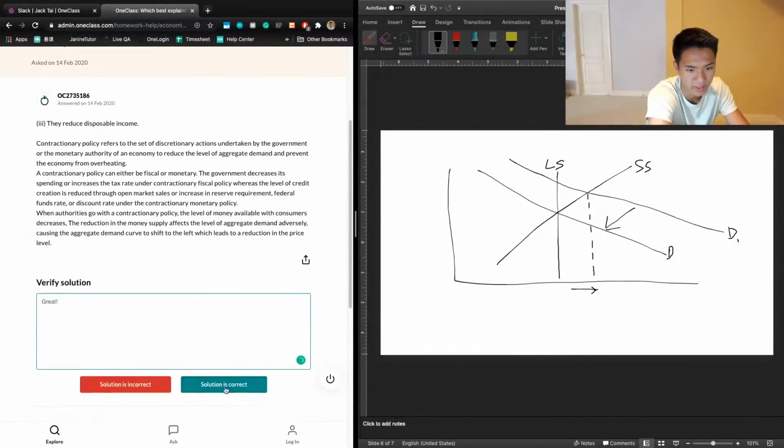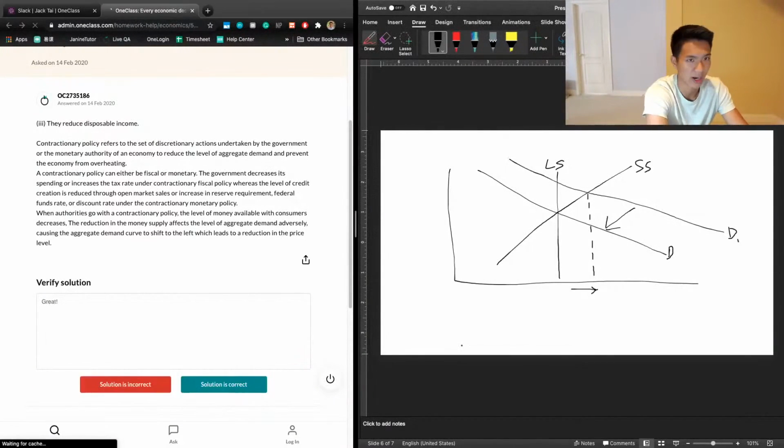Nothing really much to add there, and that's exactly what we are seeing when we do contractionary policy.